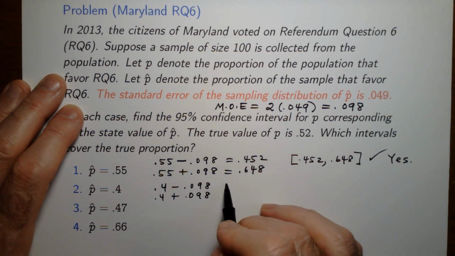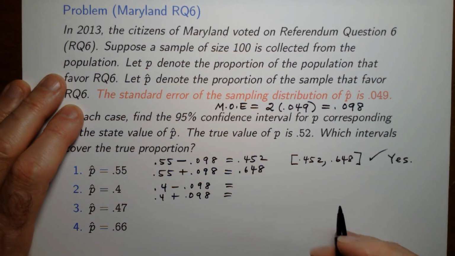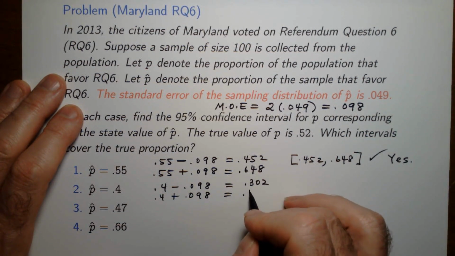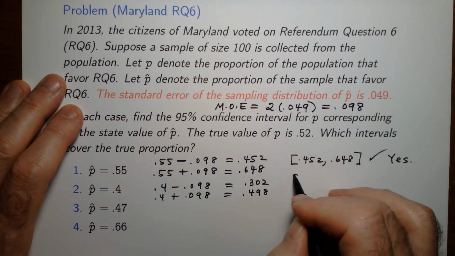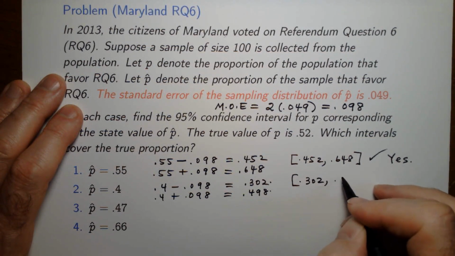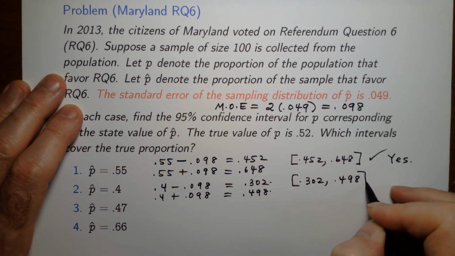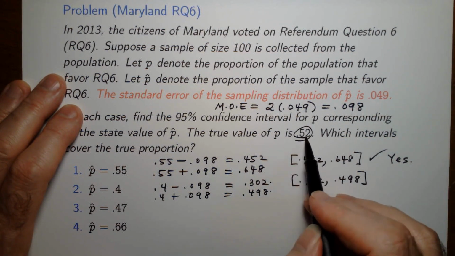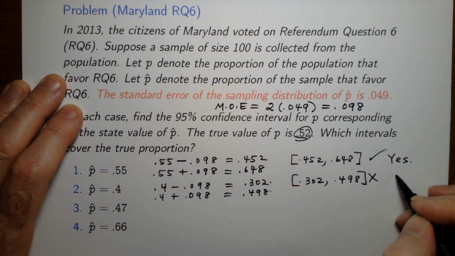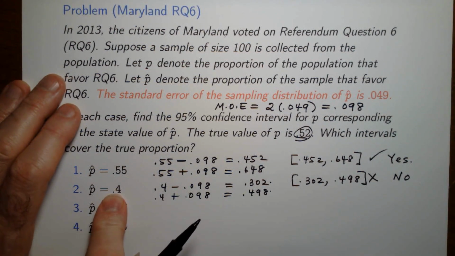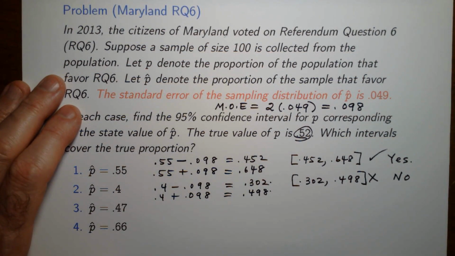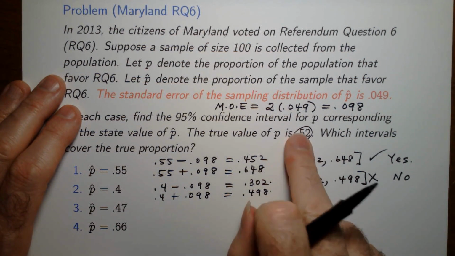This is going to give us two values. One is going to be 0.302, and the other endpoint is going to be 0.498. Our corresponding confidence interval will extend between those two, from the smaller to the larger, of course. And in this case, we see that our parameter of interest, the 0.52, is not covered. And so this would be a no. Our sample ended up so far to the left that it produced an interval that didn't cover the parameter of interest.